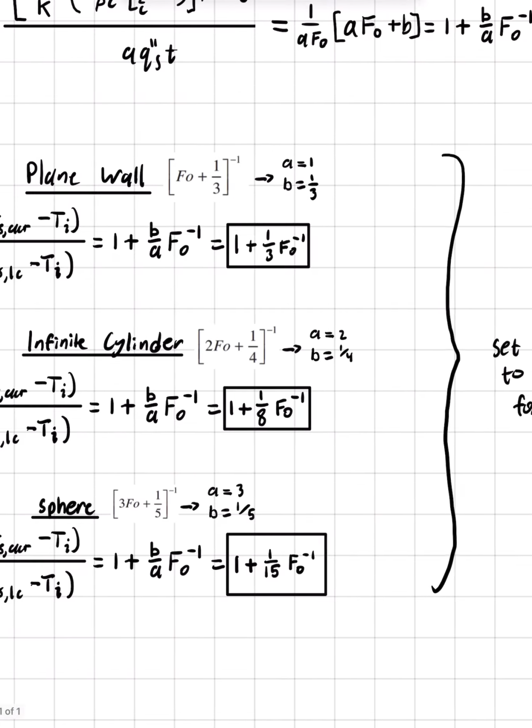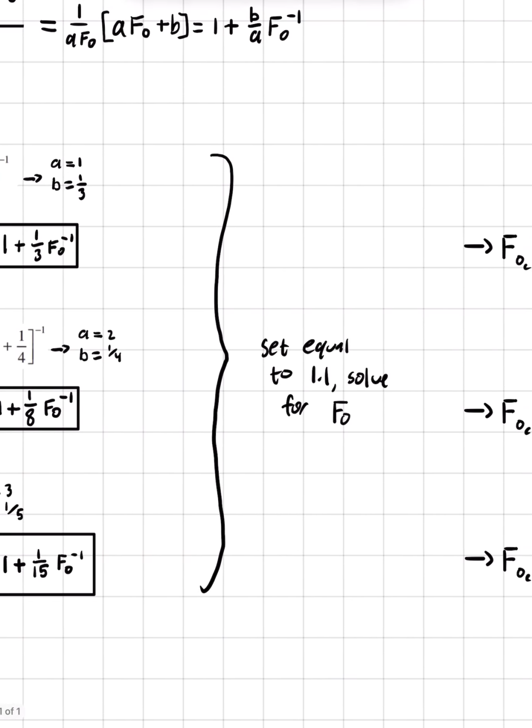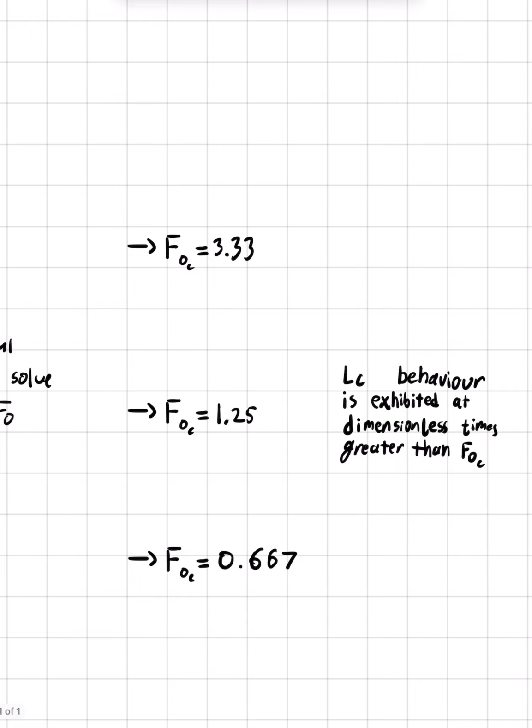Remember, this question is asking us to determine the criteria for when Ts actual minus Ti over Ts LC minus Ti is less than or equal to 1.1, that is, when the lumped capacitance approximation is accurate to within 10%. To do that, we set these equations to 1.1 and solve for the Fourier number in each case. For the plane wall, we get the critical Fourier number, Fo c, equal to 3.33. For the infinite cylinder, it is 1.25, and for the sphere, it is 0.667.